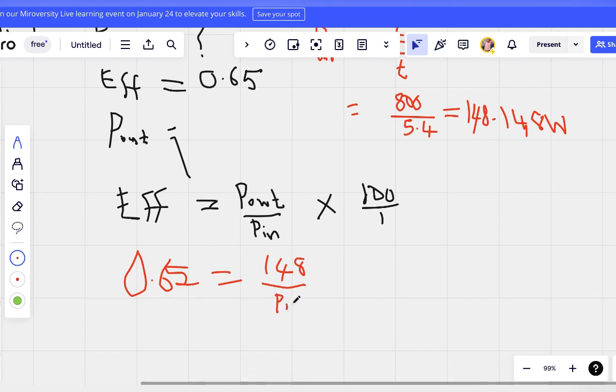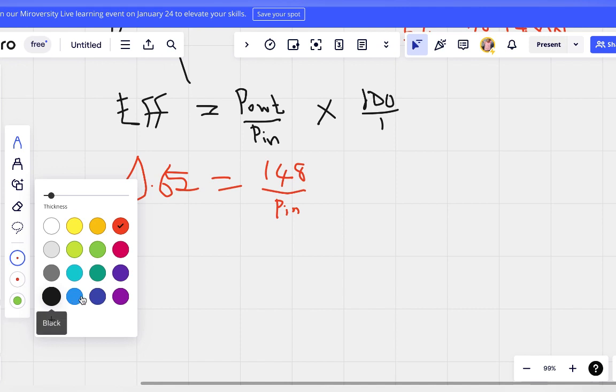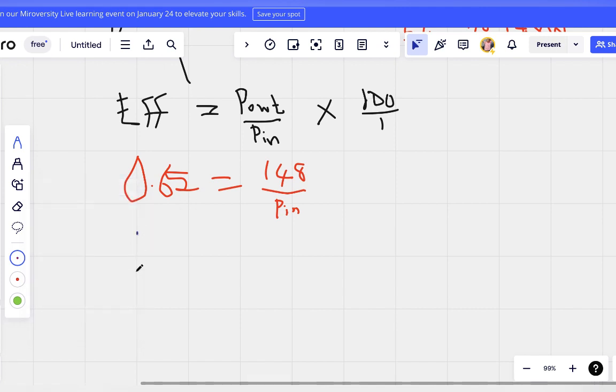So if we cross multiply, we get P in times 0.65. So we get P in, the input power, multiplied by 0.65 is equal to 148.